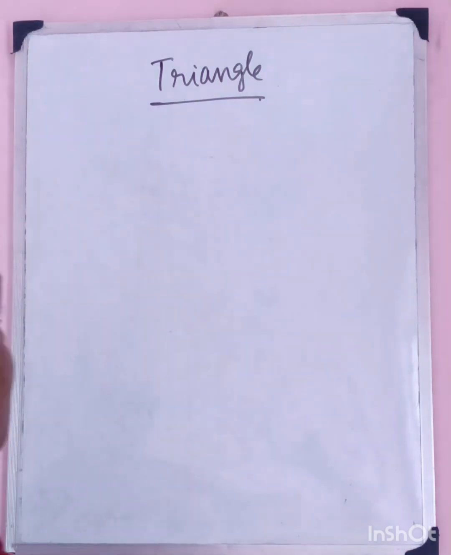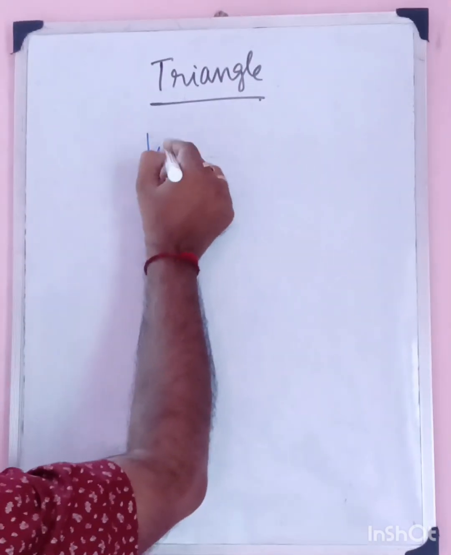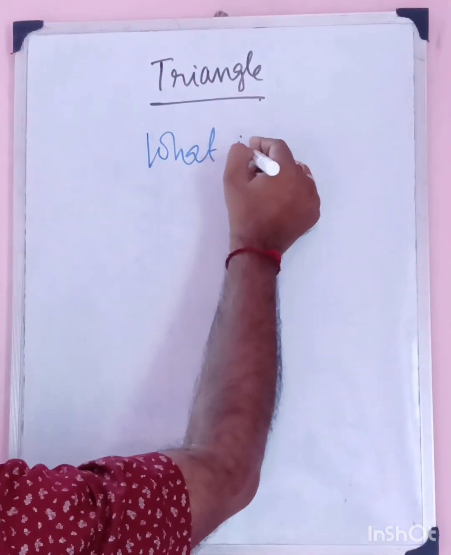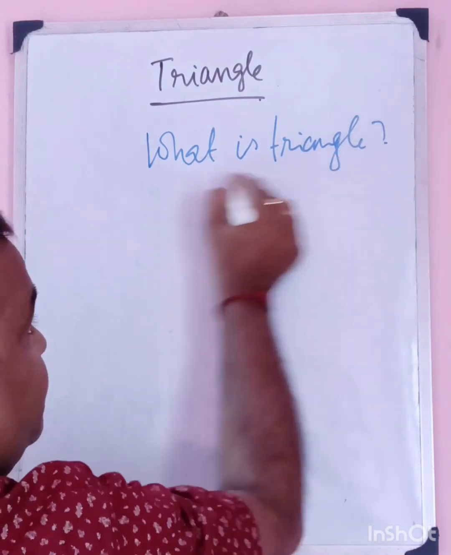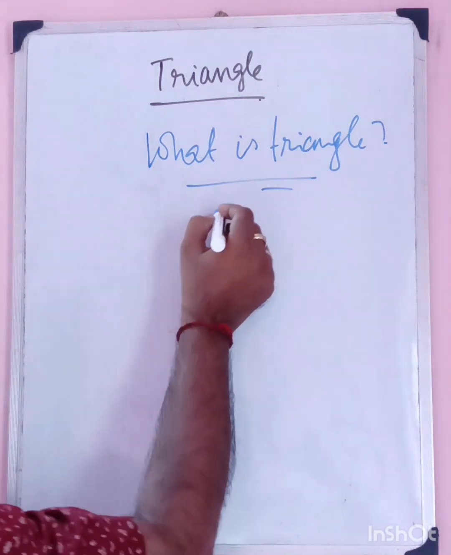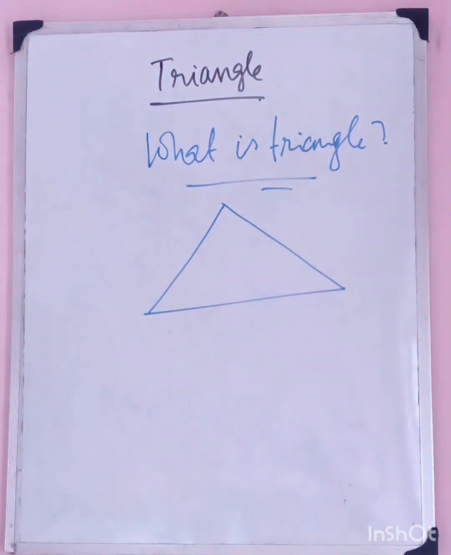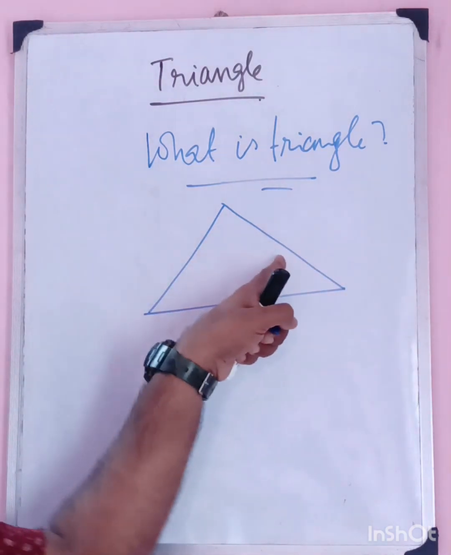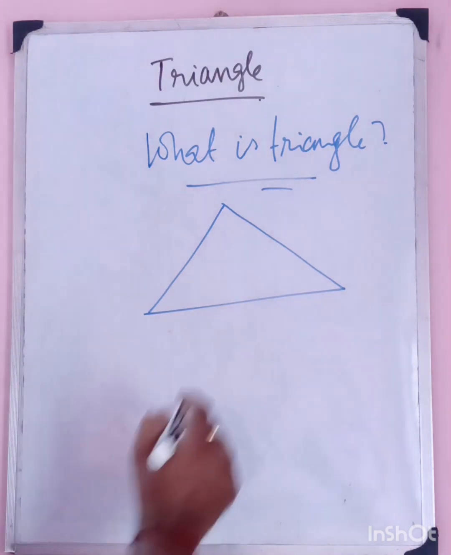Today we shall discuss about triangle. Now what is triangle? Triangle is a closed figure, closed by three lines which are not collinear.